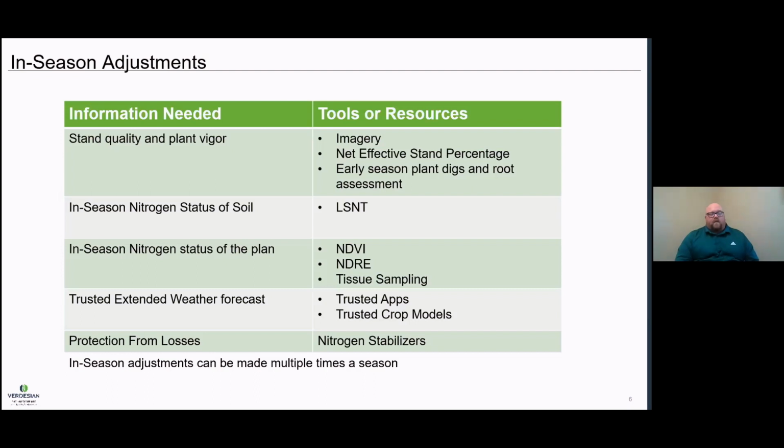Then trusted extended weather forecasts. So we know what the conditions are up until this point. What do the conditions look like in the future? And how aggressive do we want to be in this next phase of nitrogen management? And then once again, the use of a nitrogen stabilizer to protect from loss. All these in-season management adjustments can be made multiple times a season, and you can revisit these every couple weeks to decide where you want to be.